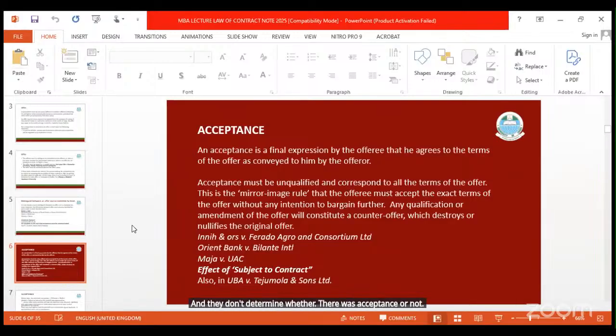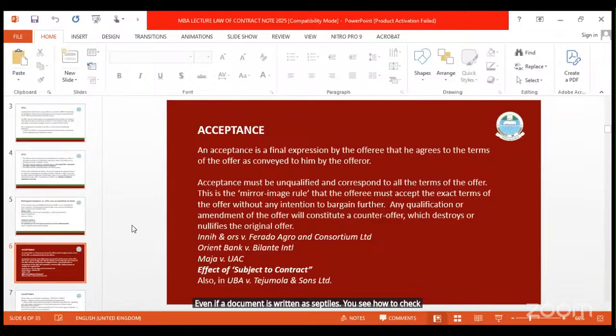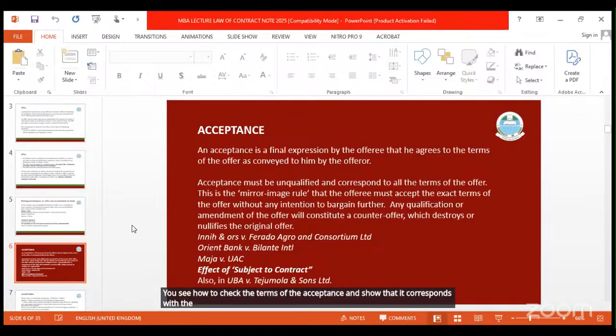Now, we're saying that even if the document is titled acceptance, you still have to check whether the content of that acceptance corresponds with the content of the offer. Very important, because if the content of acceptance does not correspond with the terms of the offer, that is an invalid type of acceptance. So you don't just accept a scenario that, oh, it's an acceptance. The fact that a document is titled acceptance is not sufficient. You still have to check the terms of that acceptance and ensure that it corresponds with the terms of the offer. Otherwise, it will be invalid.